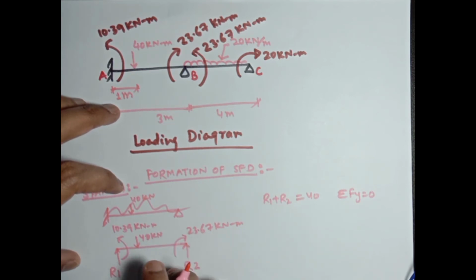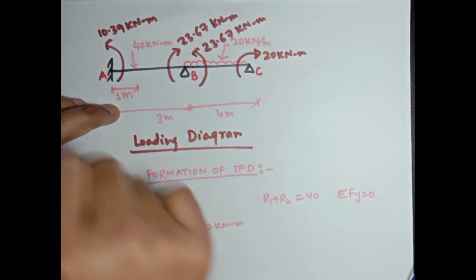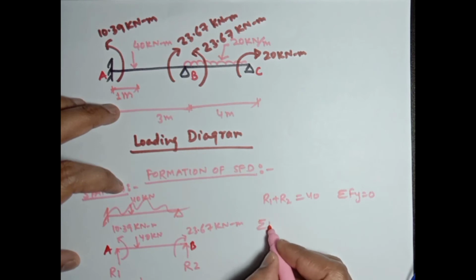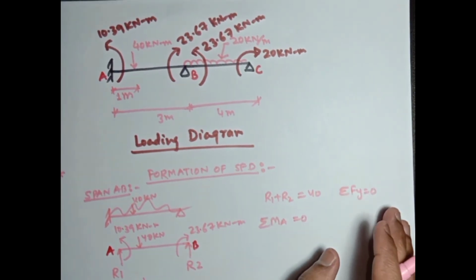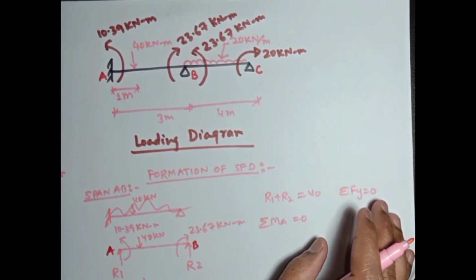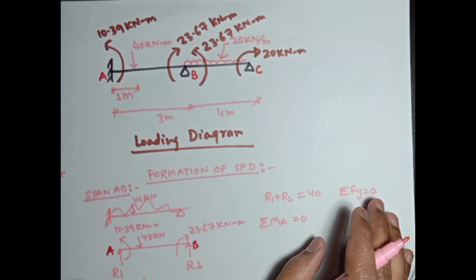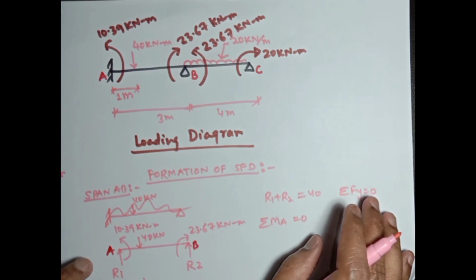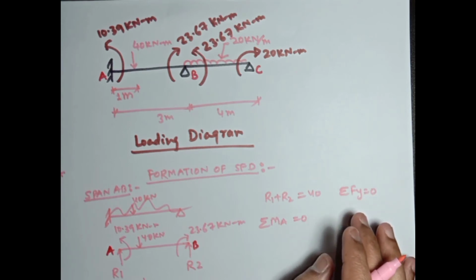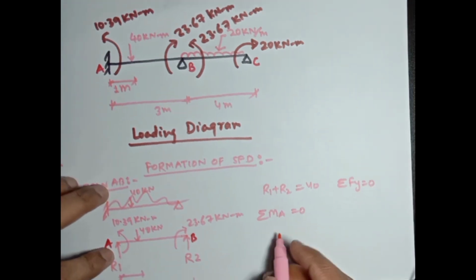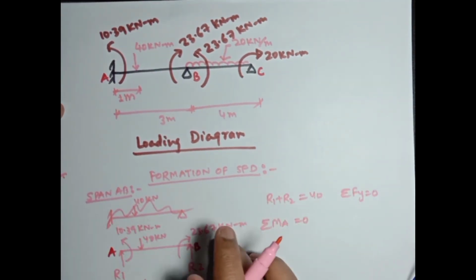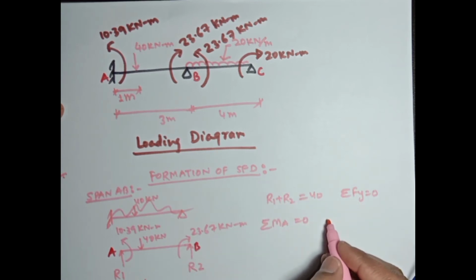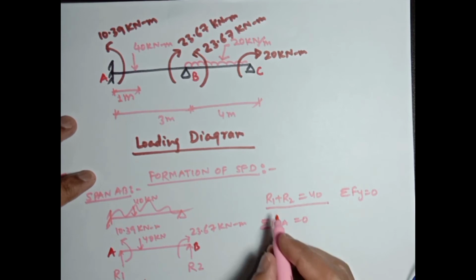Now we are taking moments. This point we designate as A, this point is B. Now we are taking total moment about A, which will be 0. As per the rule, we know that the total moment about any joint will always be 0. So from the equilibrium conditions, total moment about A will be 0, and total vertical load for a beam will be 0. So here we are using two formulas: R1 plus R2 equal to 40.